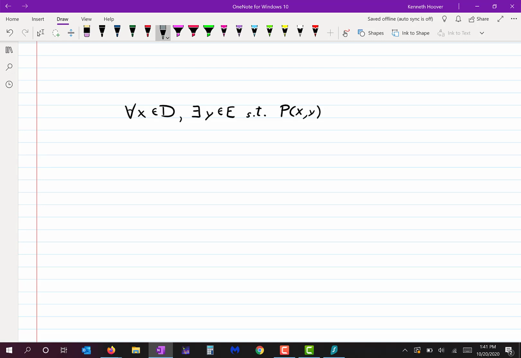How about if I write, every number has an opposite. So in other words, that would be for all x in the real numbers, there exists a y in the real numbers such that x plus y equals 0. Okay?